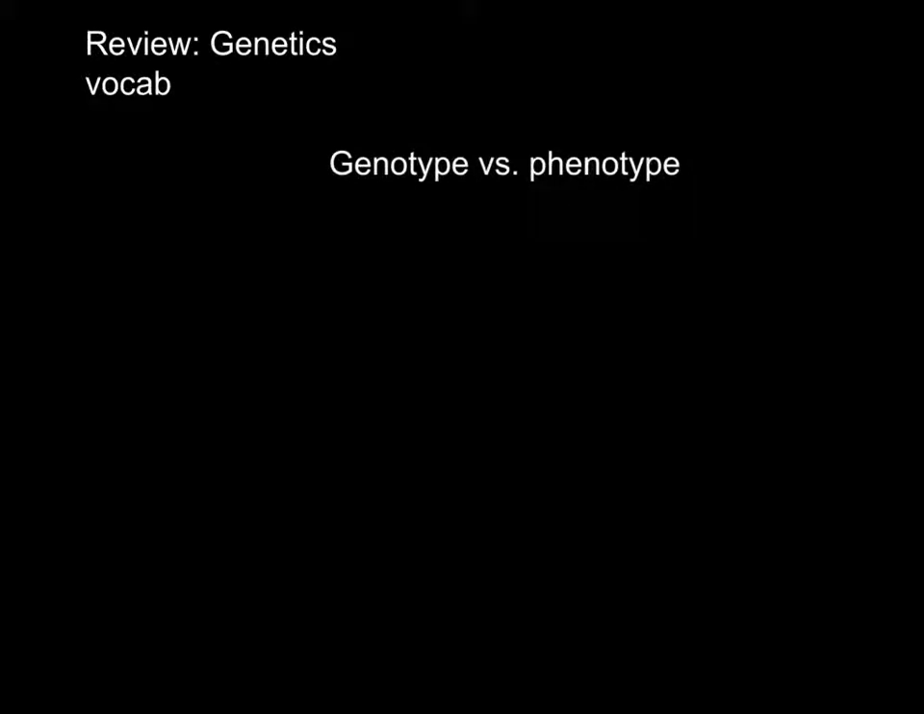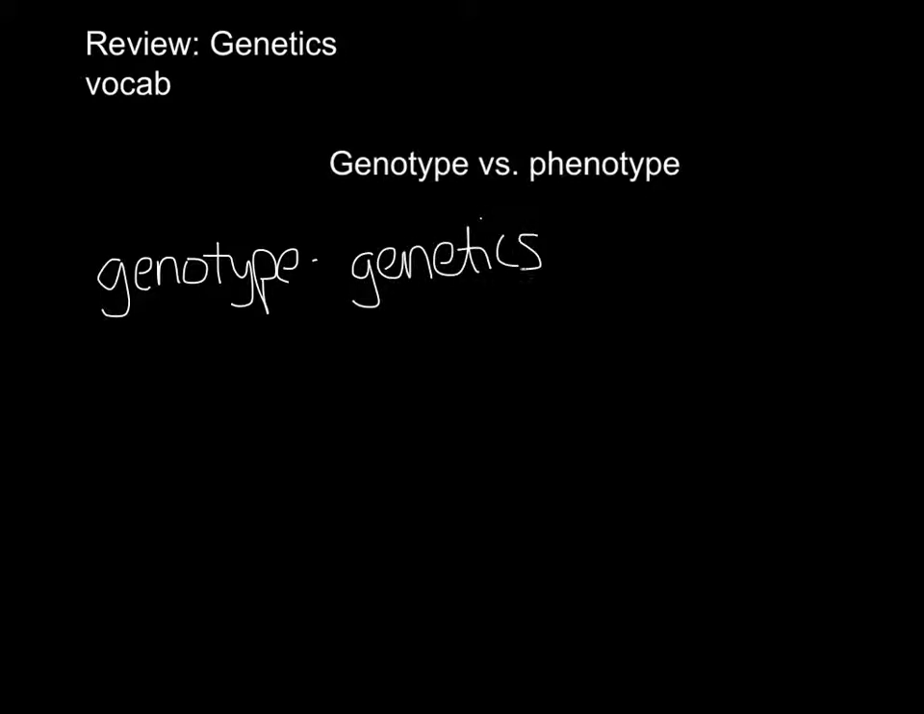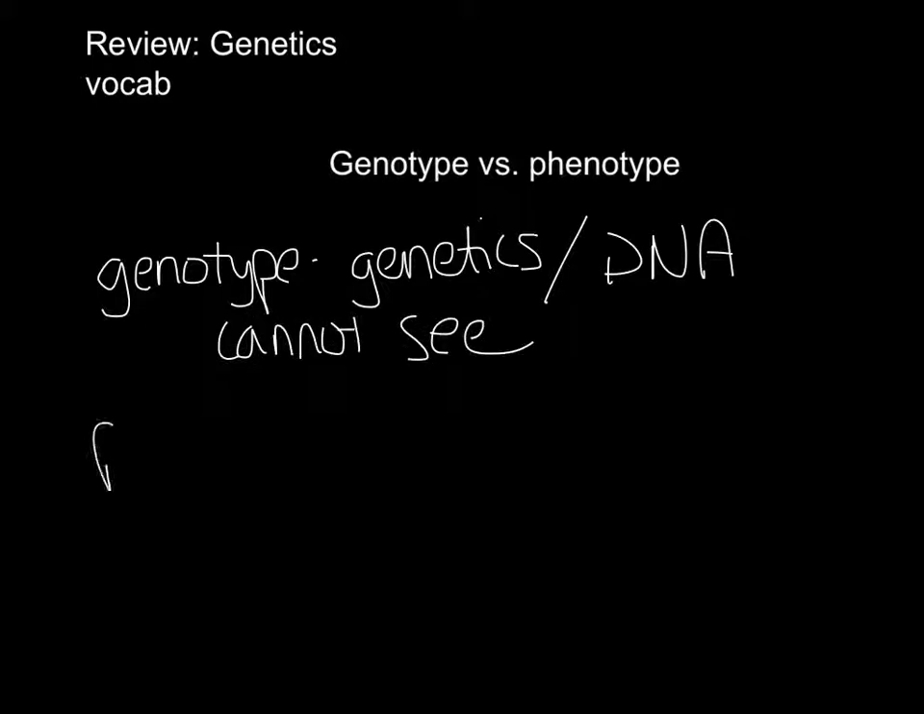So in this quick lecture, I just wanted to review a little bit of vocab. So a reminder, genotype has to do with your genetics. And so this would be your DNA. It's stuff that you cannot see. When you go up to some person, you don't know their genotype. It's not something that's visible or you could observe.